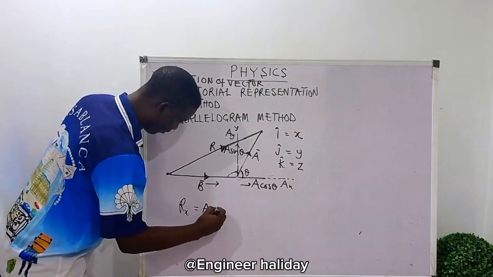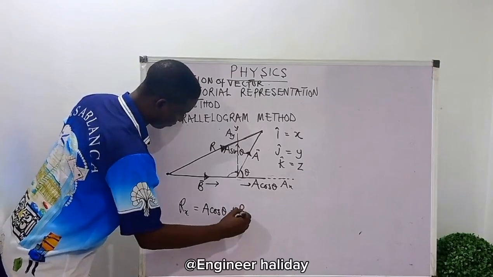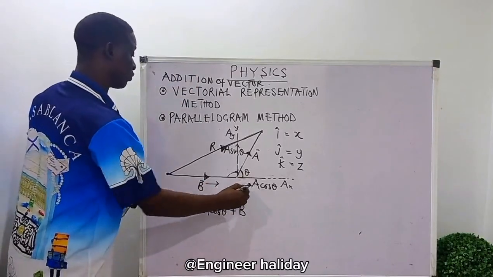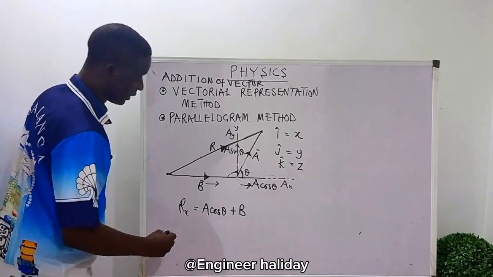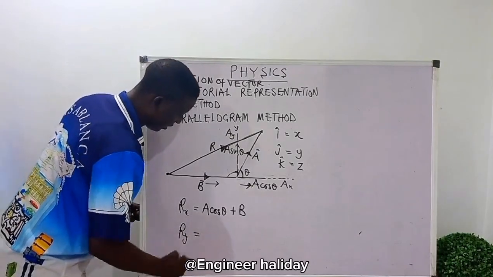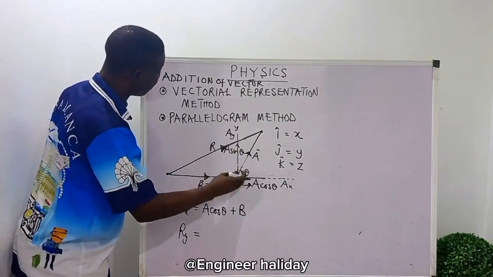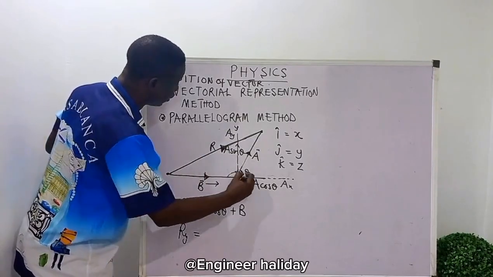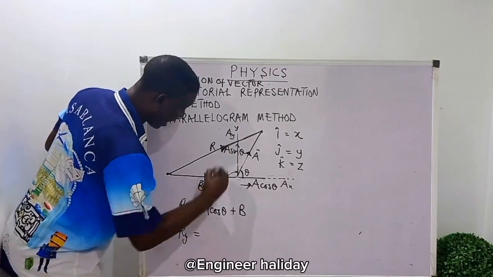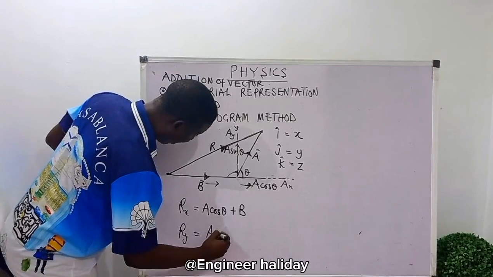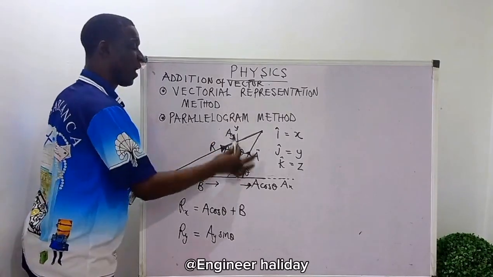A cos theta plus b. That's what I want to have when you sum this one together. Then for the y direction, don't forget Ry, it becomes what? We are not going to have b on the y-axis because this one is already on the x component. So what we are going to have is only Ay sin theta. We don't have any other vector acting along the y direction.